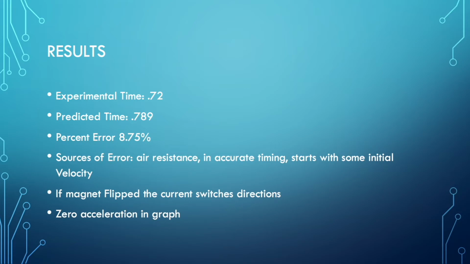Also, the graph shown is a flat graph for velocity versus time, which shows that there is zero acceleration of the magnet as it falls through the tube.